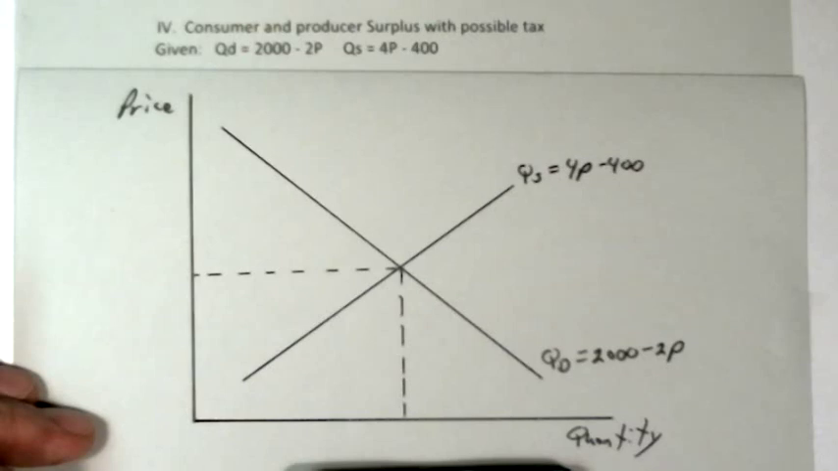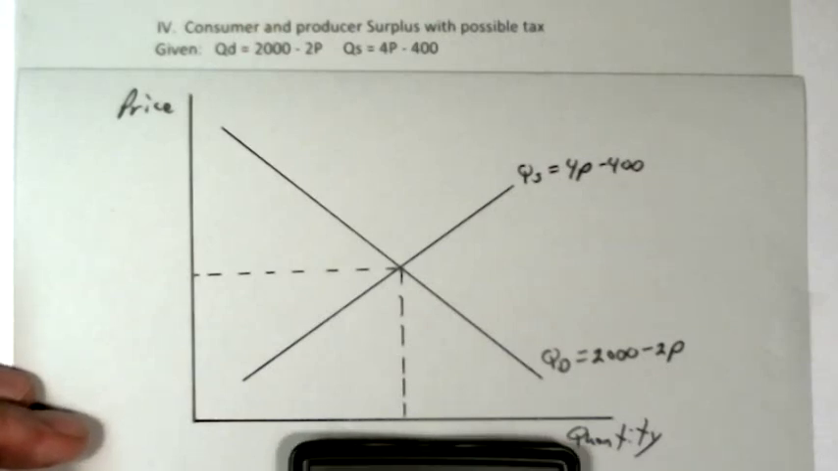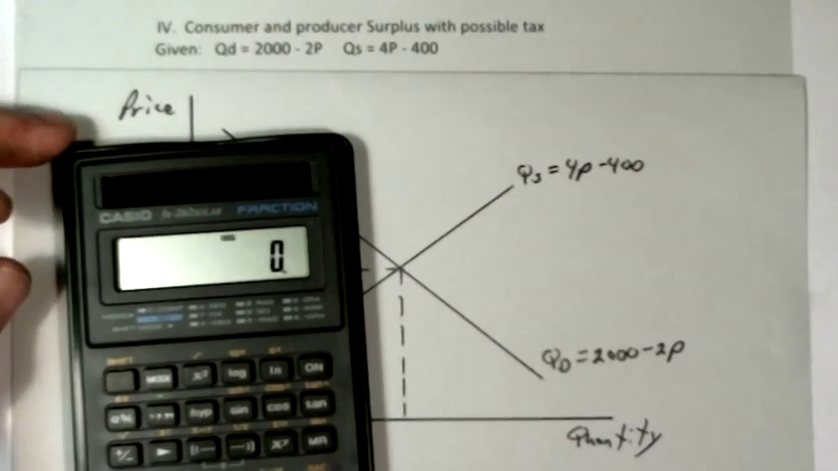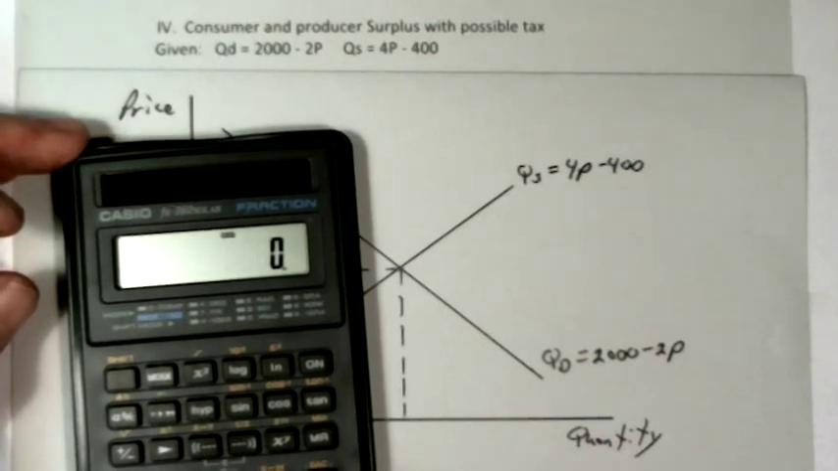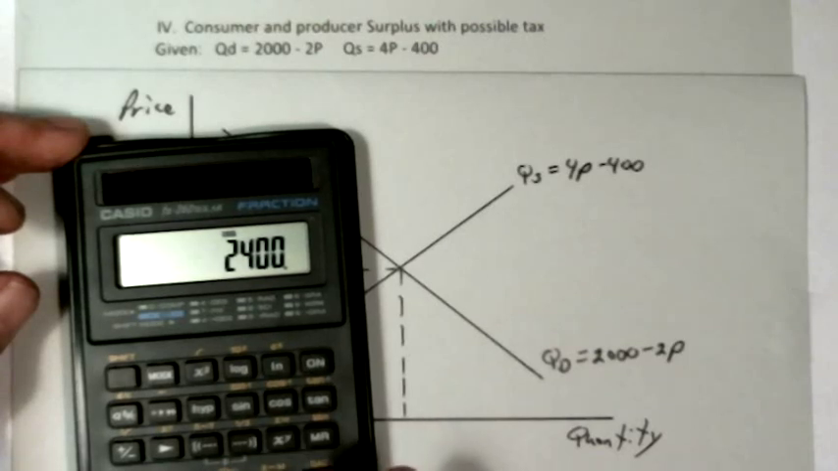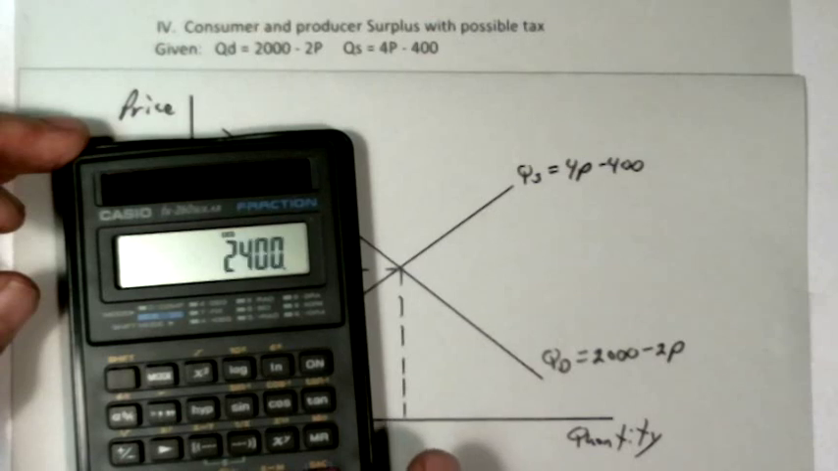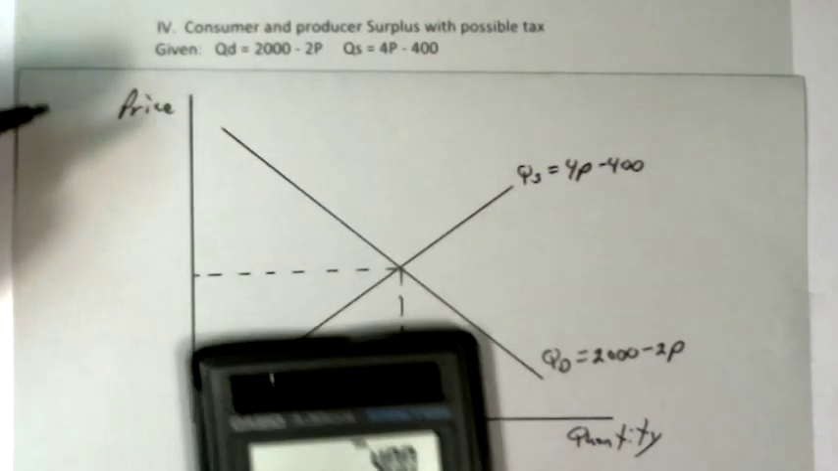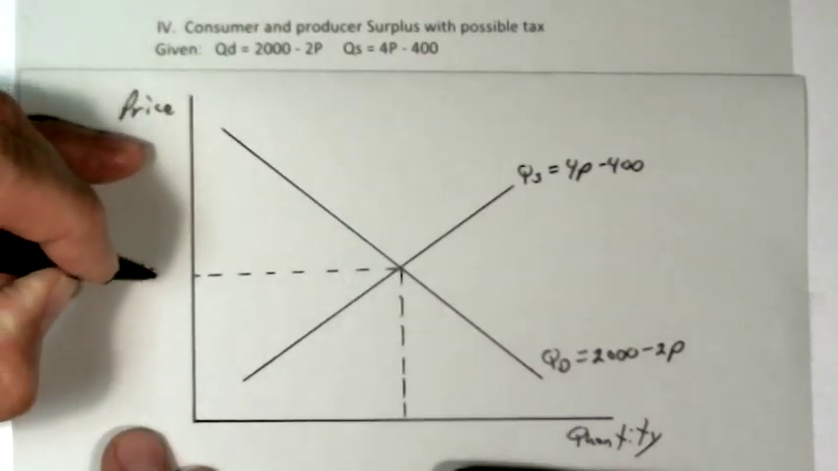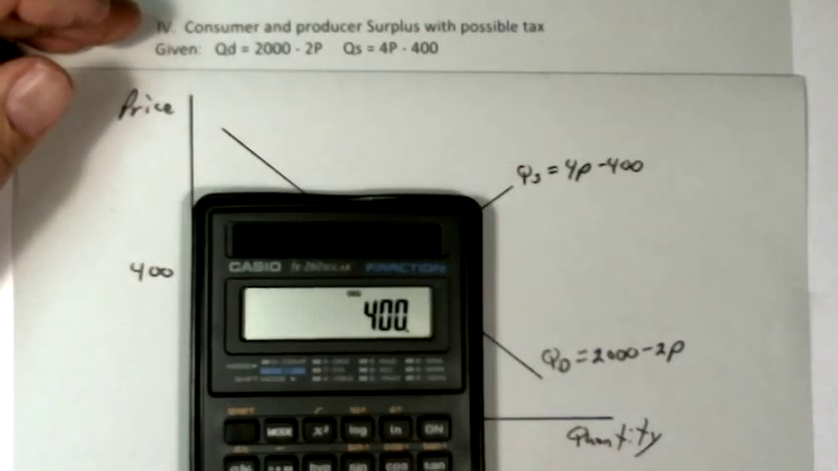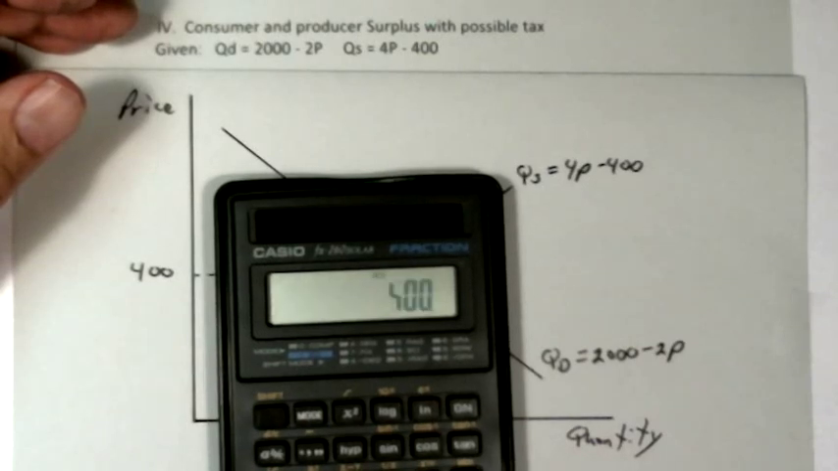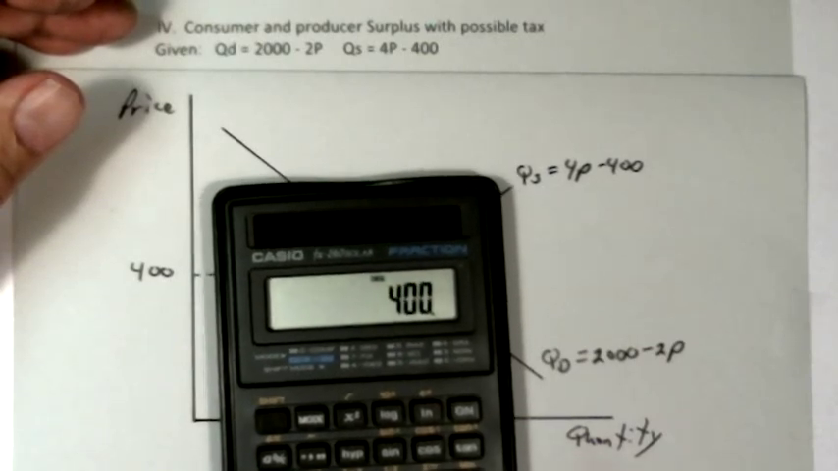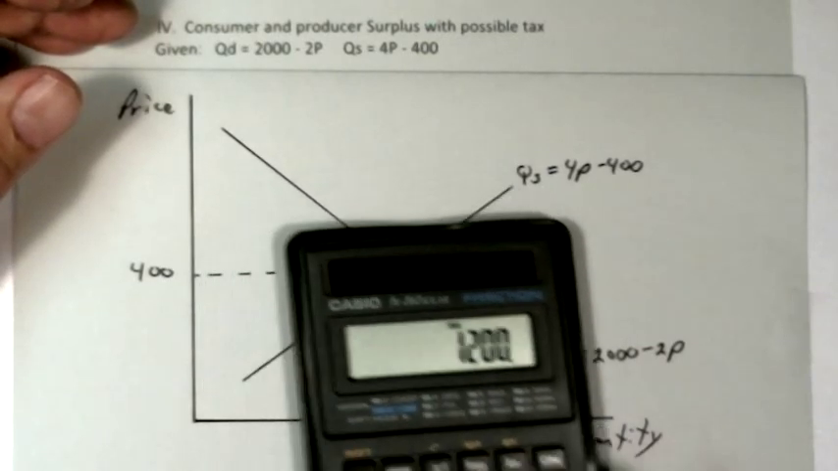So setting quantity demanded equal to quantity supplied, I have, let's see, if I add 2,000 to both sides, I have 2,400 on the left side, and on the right side I have 6p. So dividing through by 6, I get an equilibrium price of 400. And then the equilibrium quantity would be 4 times 400, working from the demand curve, minus 400. So I get an equilibrium quantity of 1,200.